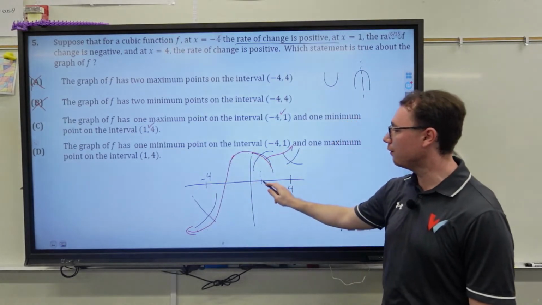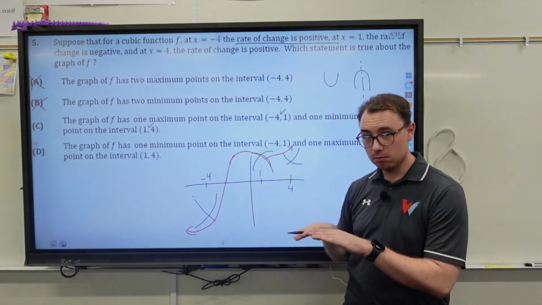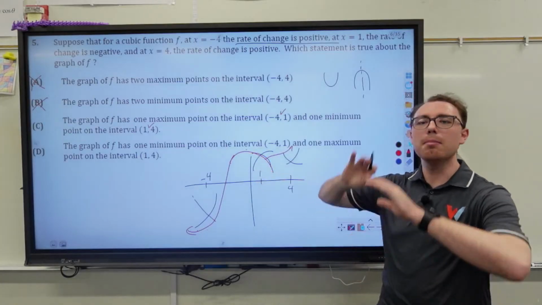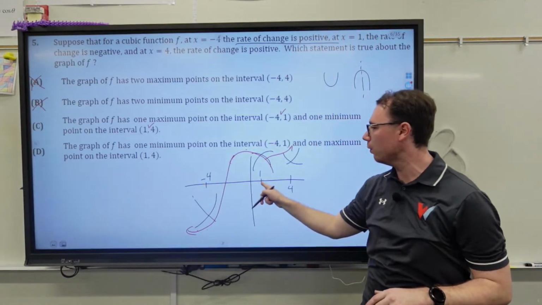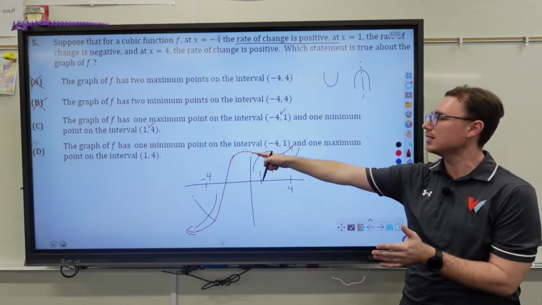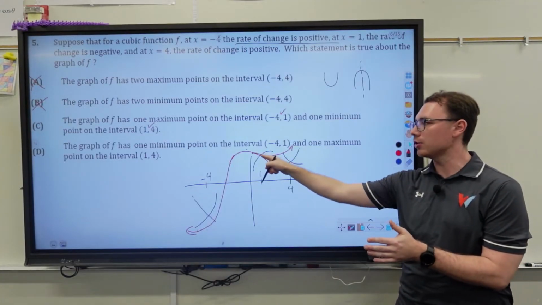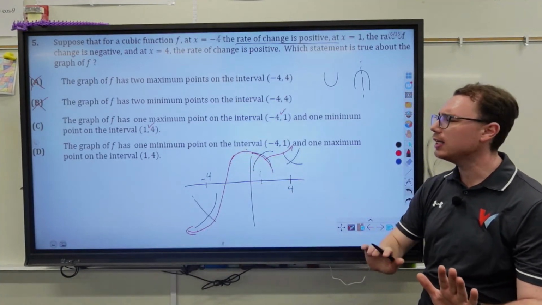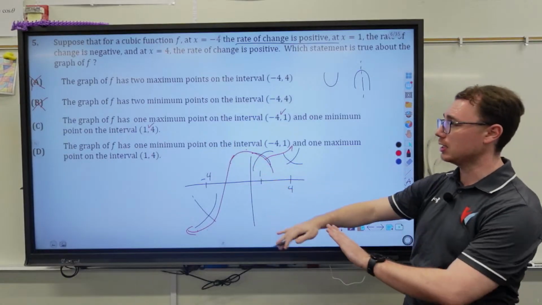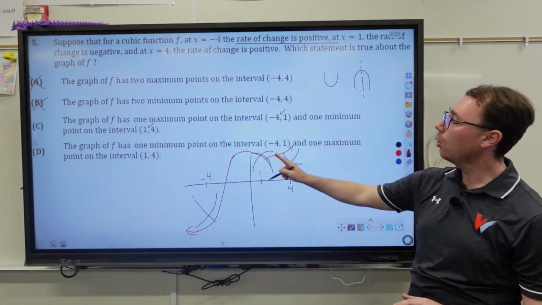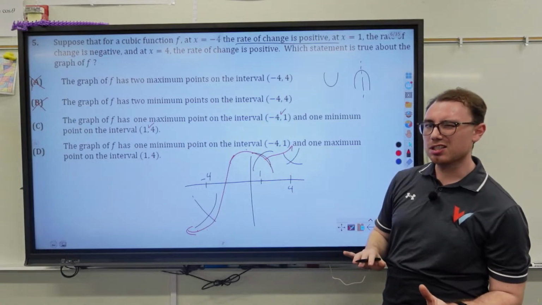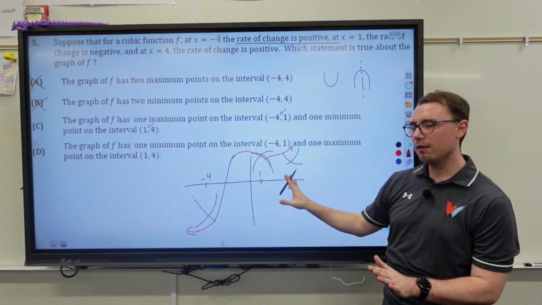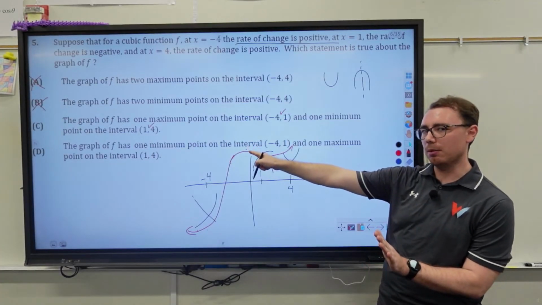So between -4 and 1, since at -4 it's increasing, and then at 1 it's decreasing, there has to be some maximum value between -4 and 1, because the graph is now going downwards, leaving a maximum over here. We have no idea if this is a global maximum, meaning it's the largest value across the whole graph, or just a local maximum, meaning it's just a maximum in regards to the y values in the neighborhood of this graph. But we can say that it's a maximum of some kind.